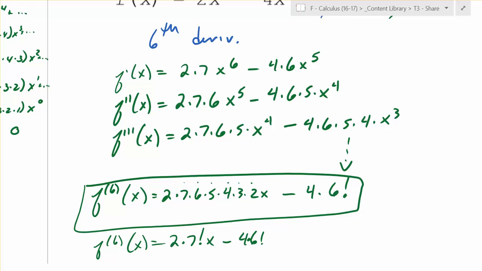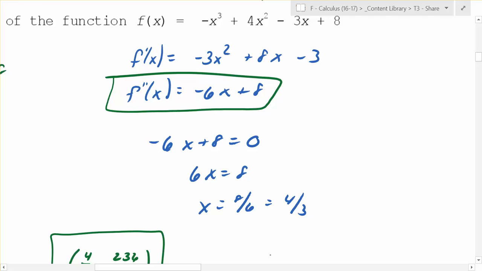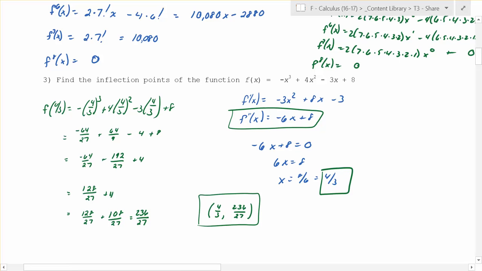Okay, any others from the homework? What is that? That's the second derivative, and then you set it equal to 0, and you get x equals 4/3. What do you have to test at that point, though? What do you have to test to see if it's an inflection point?